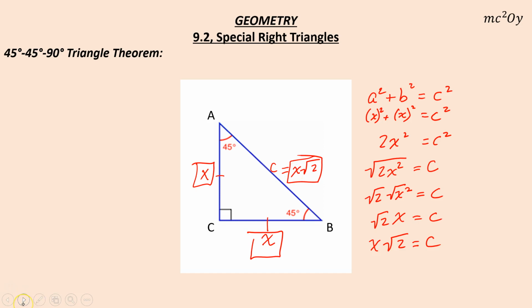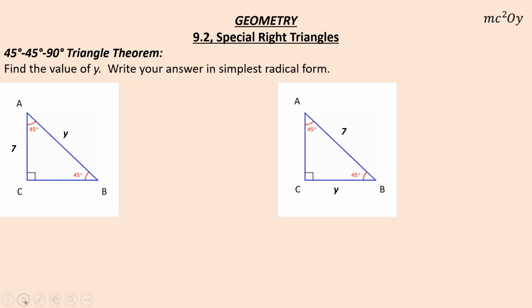Now using that, what that means is as long as I have one side measure, I can find the other two, versus in a regular Pythagorean theorem where I'd have to have two side measures to find the third. Okay? So let's actually use that. Find the value of y, write your answer in simplest radical form. So note in this picture right here, ABC, anytime I'm dealing with special right triangles, I'm going to draw that right triangle up there and that relationship.